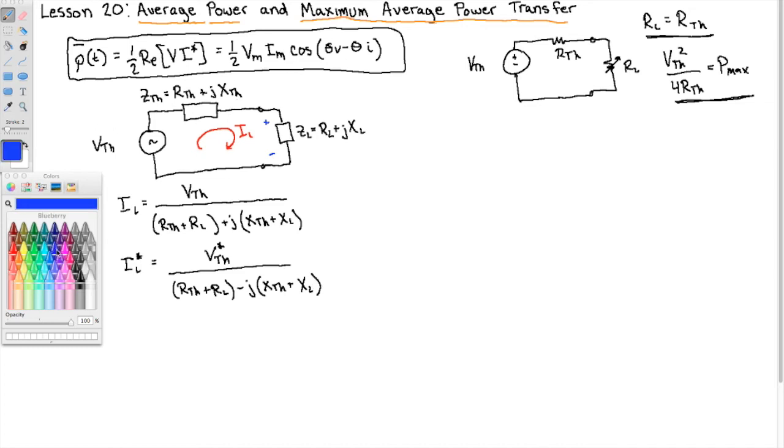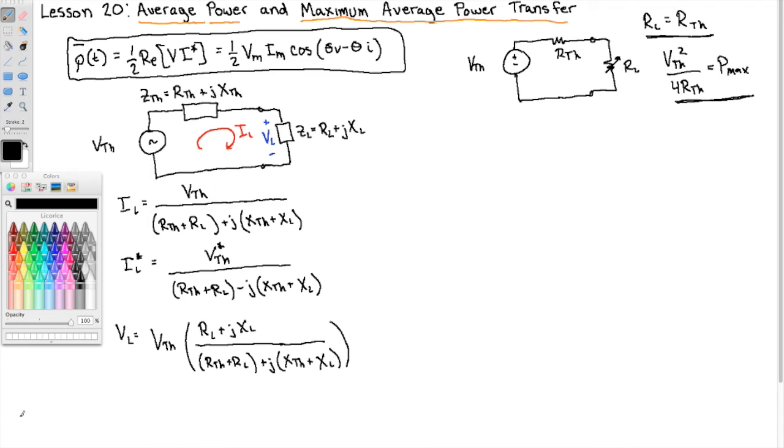Alright, now back to the voltage. The voltage across that thing, call that VL. This is a series circuit, so I can get VL with voltage division. This is V Thevenin times the impedance whose voltage I want, RL plus jXL, over the sum of these two impedances. That's, again, this denominator. We can group the real parts together, and we can group the imaginary parts together, like that.